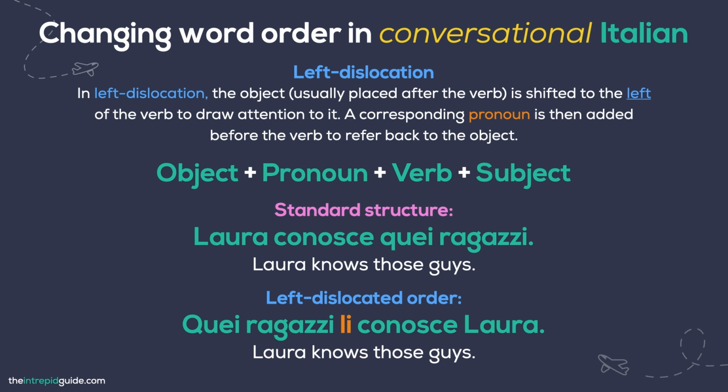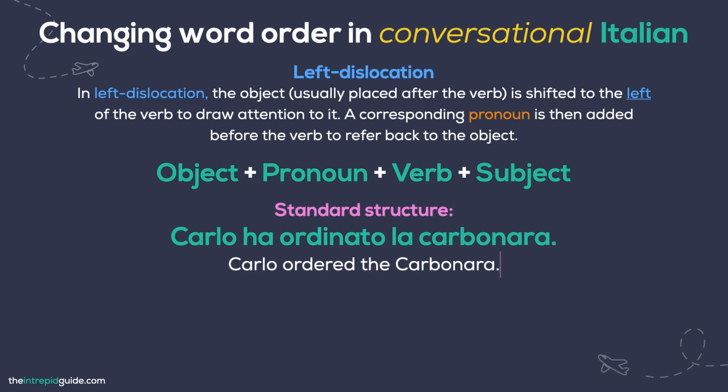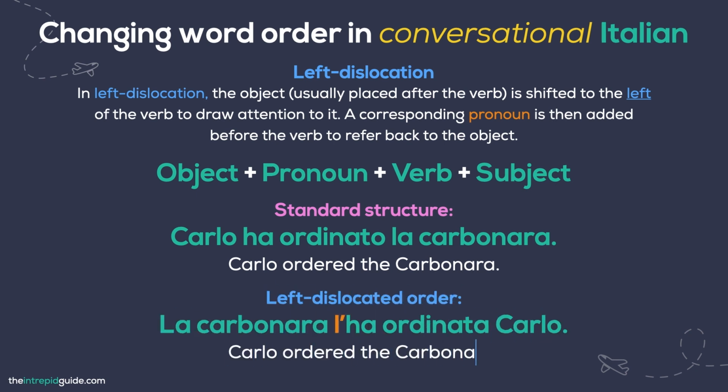Another example: in the standard structure, you would say: Carlo ha ordinato la carbonara. Carlo ordered the carbonara. In the left dislocated order, you would say: La carbonara l'ha ordinata Carlo. Carlo ordered the carbonara. See how the emphasis shifts to la carbonara, the pasta, which is then recalled through the pronoun la, meaning it.